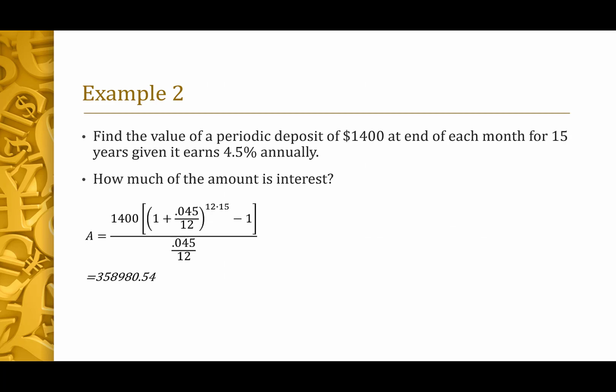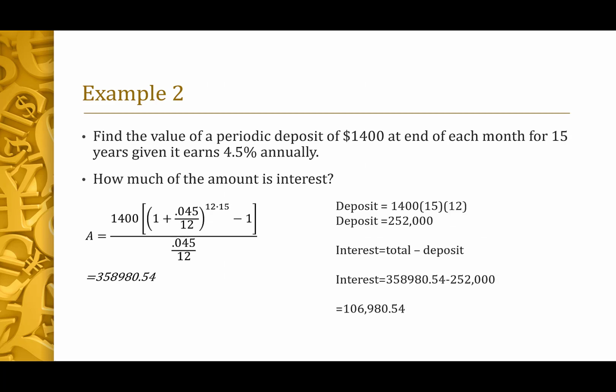So just like the last one, I would like to know, how much interest did we earn? So we go back to saying, how much did we deposit? We did $1,400 for 15 years, but every month. So 1,400 times 15 times 12 is $252,000. So that's the amount of the deposit. The total was $358,980.54. So we subtract those two, and it says the interest earned was $106,980.54. So a lot more interest because we put in a lot more money. We had a higher interest rate. So good value there, right? Got a lot of interest on that one.